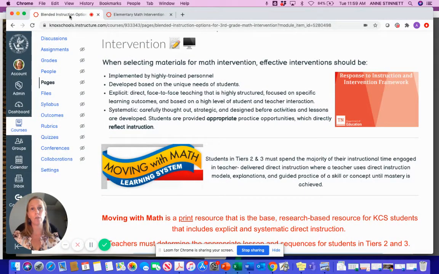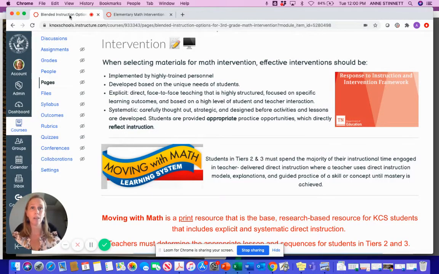But first, I want to remind you that when we're selecting materials for math intervention, the first thing we need is someone who is trained, someone who is talking with the tier 1 teacher if it is not the tier 1 teacher, someone who understands how to pick and choose the right resources for the students and what their unique needs are.